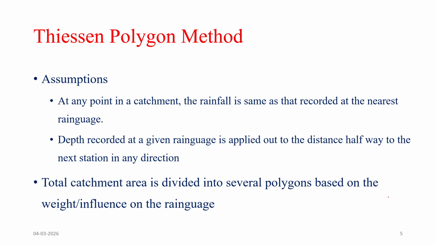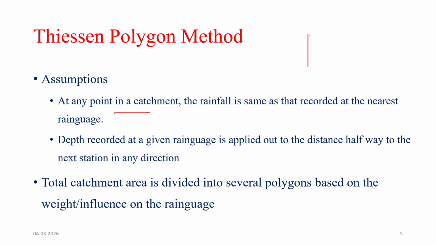Another method to find the average areal rainfall is the Thiessen polygon method. To learn the formula for this method, first understand some assumptions. The Thiessen polygon method is also known as the Voronoi method. The assumption of this method is that any point in a catchment gets the exact same rainfall as its nearest rain gauge.